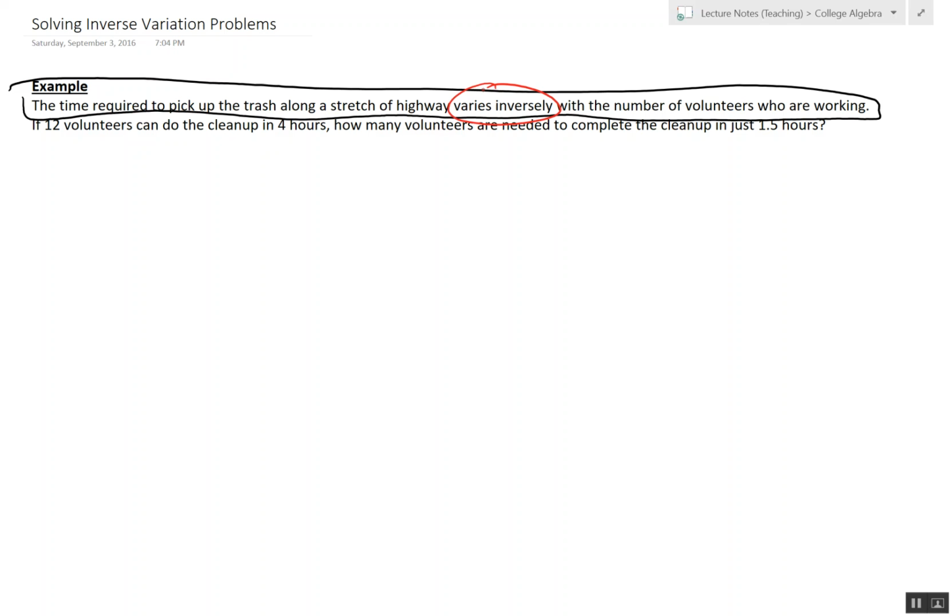So, the time required to pick up trash along a stretch of highway, that's a lot of words. We're really just talking about time. Everything else is explanation about what time we're talking about. Varies inversely. Again, it's going to be our equals K. Then the number of volunteers who are working. Again, number, and then "of volunteers who are working" is just a description to tell you what the number is about. So, N equals number.